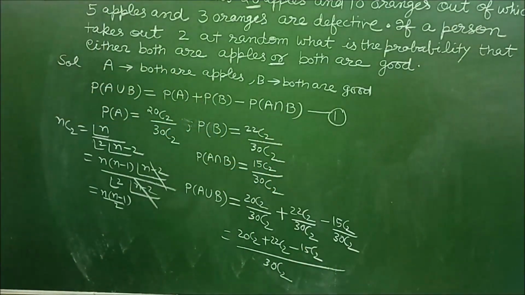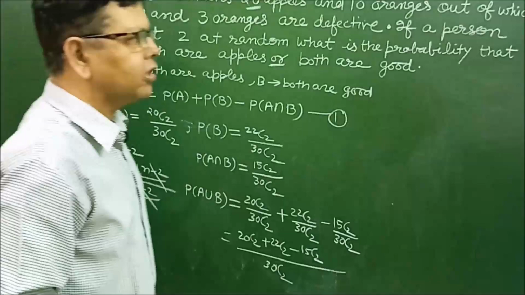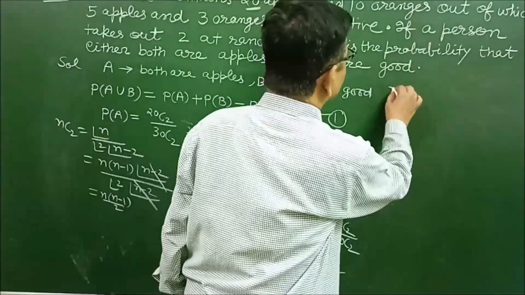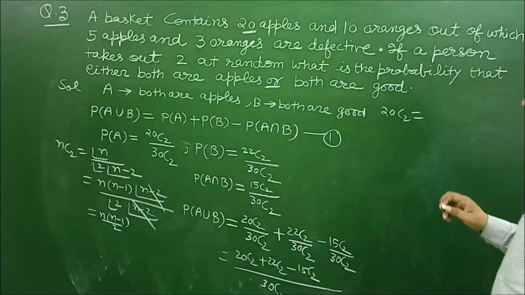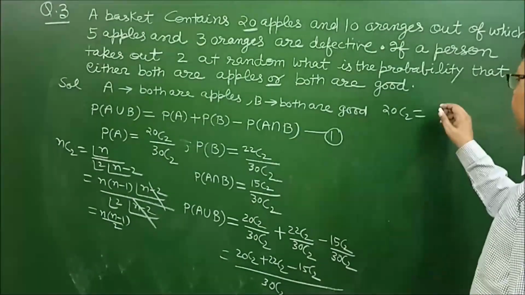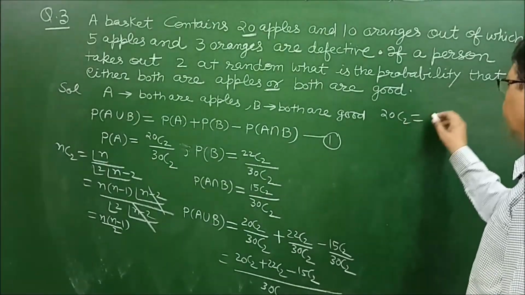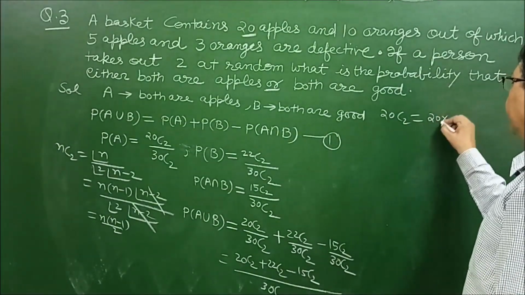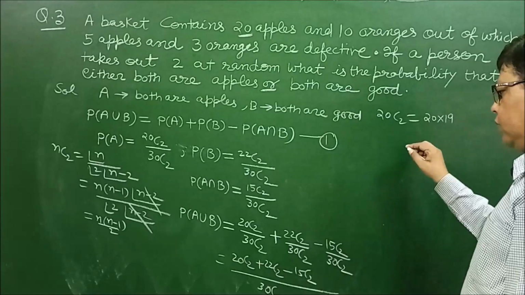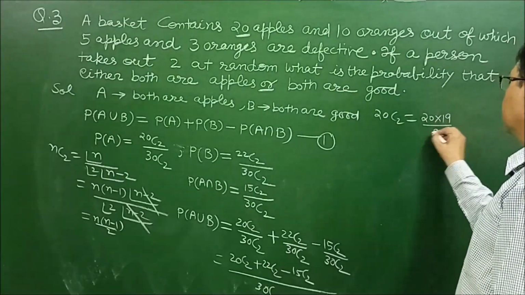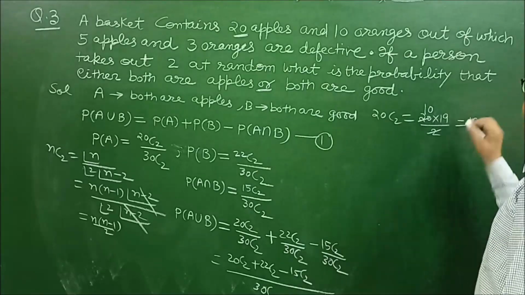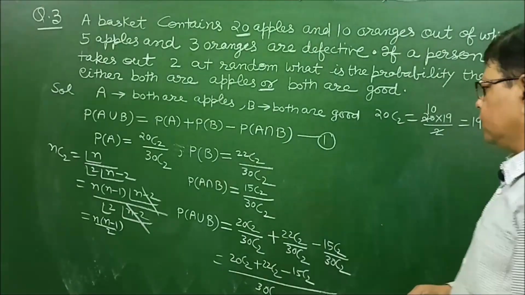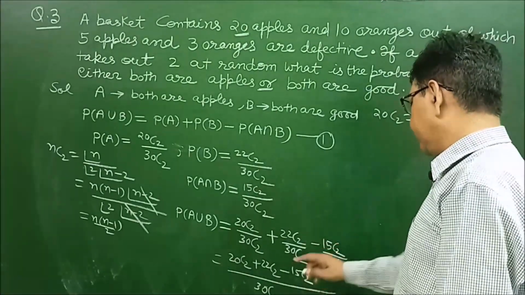Now let us calculate all these values. 20C2 is equal to, using this formula, n into n minus 1 upon 2. So if we use this formula, then n is 20 here, so 20 into 19 upon 2, that is 10 times 19, is equal to 190. Now next is 22C2.